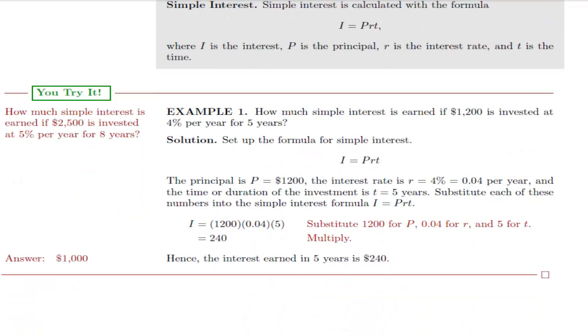Example 1. How much simple interest is earned if $1,200 is invested at 4% per year for 5 years? Solution. Set up the formula for simple interest. I equals PRT. The principal is P equals 1,200. The interest rate is R equals 4% or 0.04 per year as a decimal number, and the time or duration of the investment is T equals 5 years. Substitute each of these numbers into the simple interest formula I equals PRT to get I equals 1,200 times 0.04 times 5. Multiply to get 240, hence the interest earned in 5 years is $240.